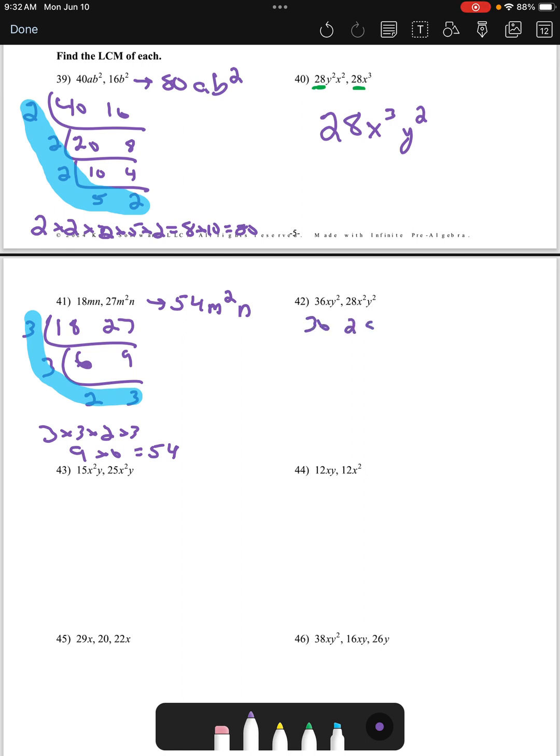I invite you to pause and attempt 42 to 44. I'll meet you back at 45 if you're doing that. Here we go on the middle three.